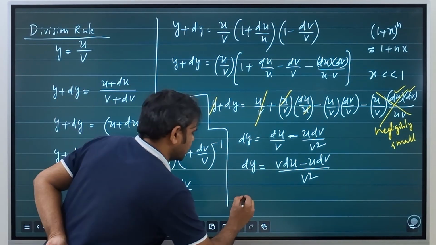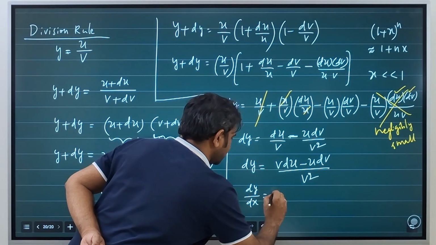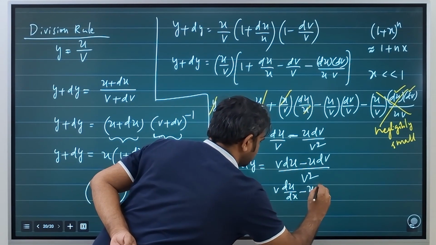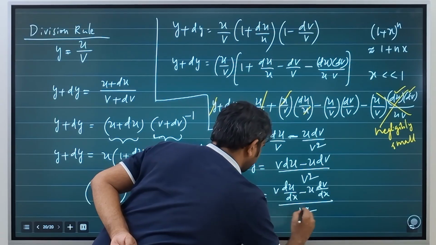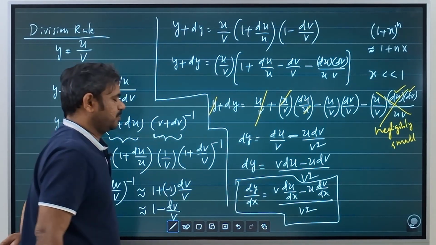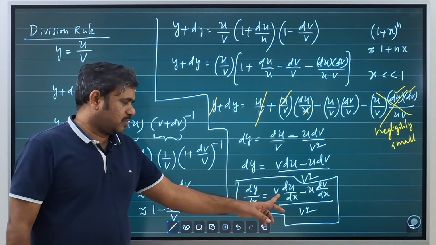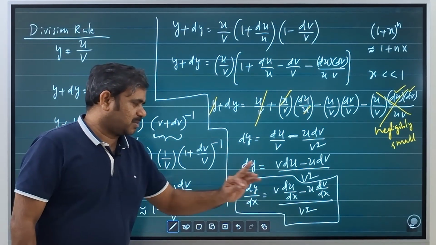Or you can write this as, if you divide with dx on both sides, dy by dx can be written as v du by dx minus u dv by dx by v square. This is the division rule. Division rule is dy by dx is equal to v du by dx minus u dv by dx by v square.